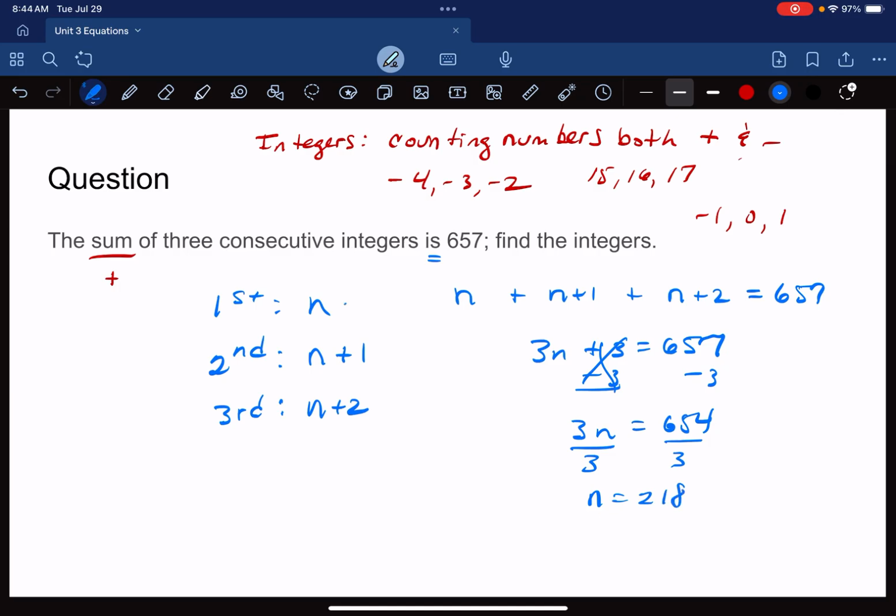So my first number is 218, and guess what the next one is? It's 219, and the next one's 220. So those are my 3 consecutive integers right there. They add up to 657. Type them into your calculator, you'll get 657. Okay, so let me explain then a little bit about what we did in this problem.